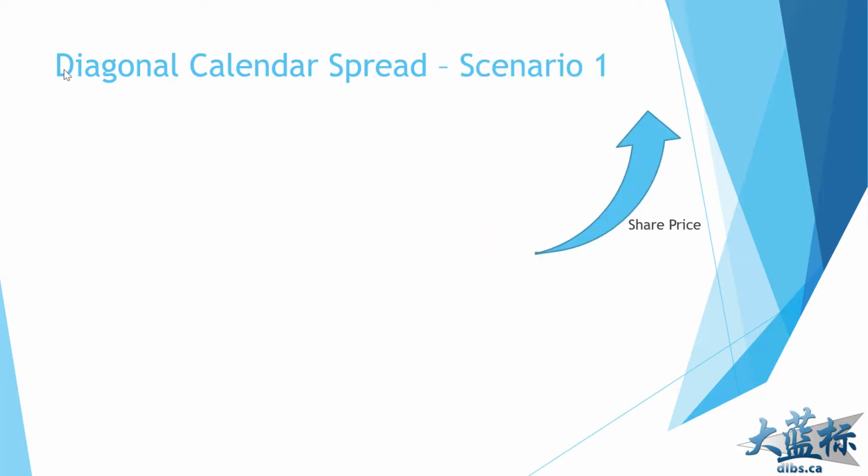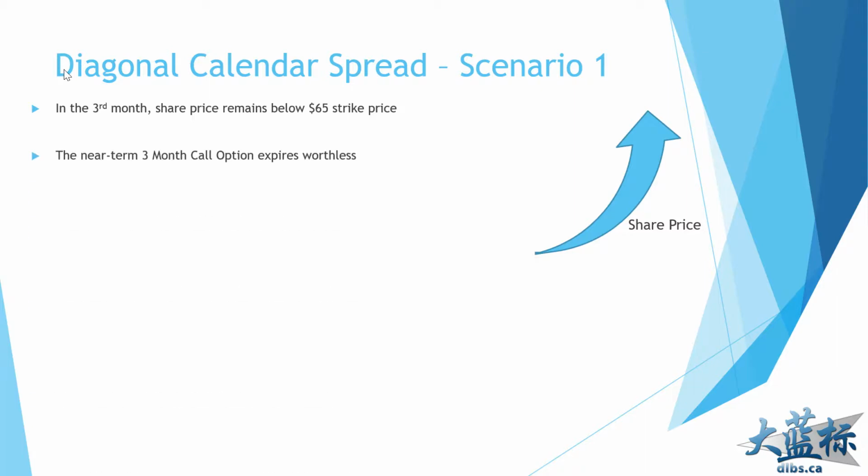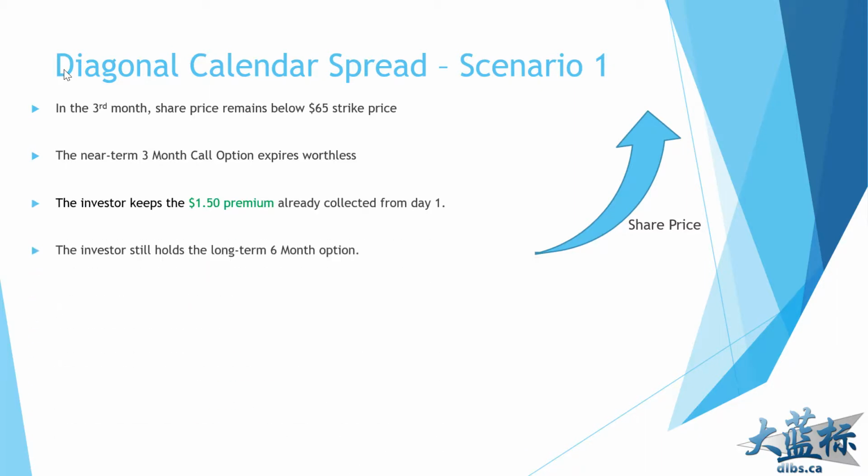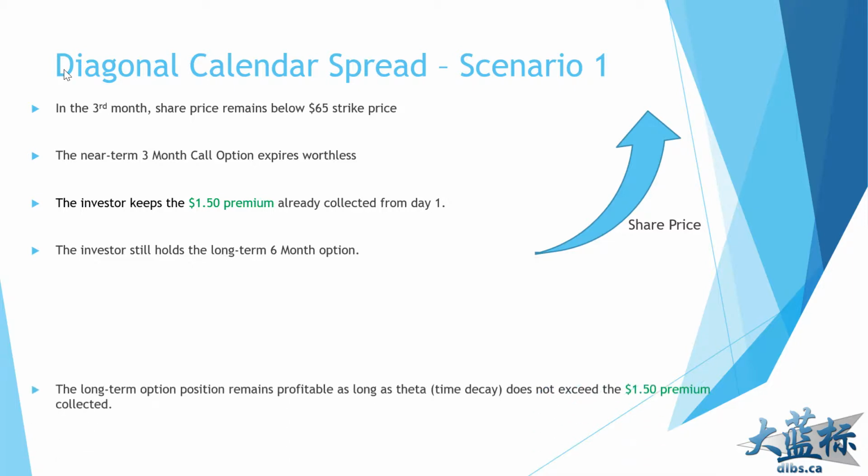So let's look at the 3 scenarios again. The first one, share price going up. As long as it does not rise above $65 by the 3rd month, I still keep all the premium while I see the call option I sold expire worthless, which is great. I still have the 6-month call option.